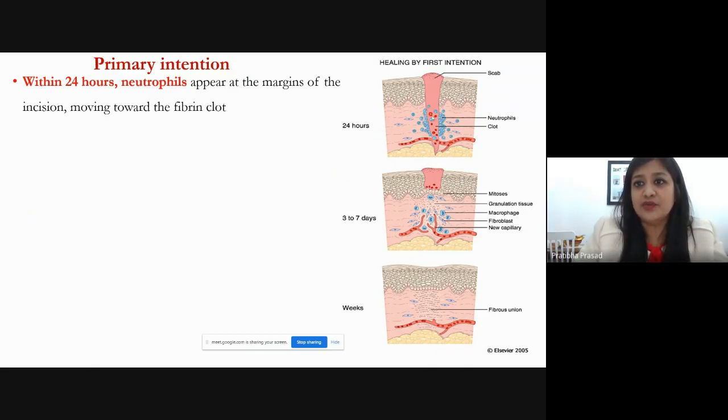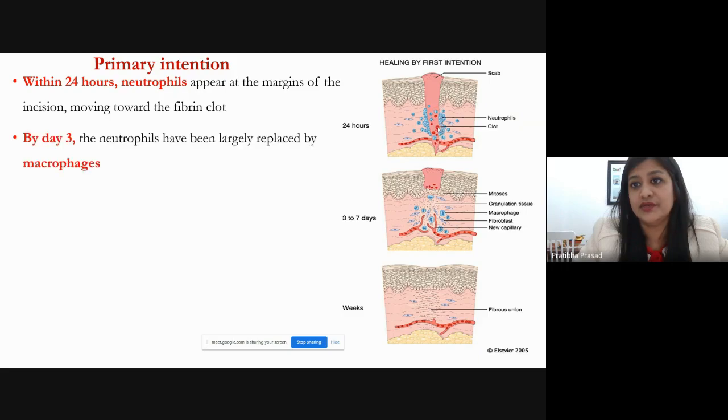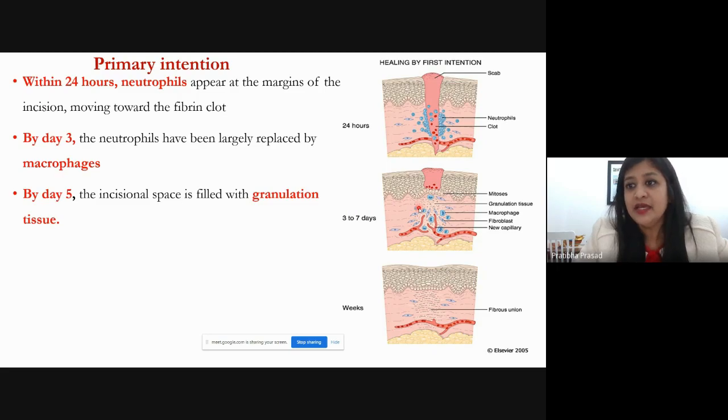Within 24 hours, neutrophils first appear in any kind of acute inflammation, okay? So they appear all along the clot. This is the clot. How can you make out? There are a lot of red blood cells here. And these blue cells, yeah, these are the neutrophils. And by day 3, what happens is that all these neutrophils are replaced by the macrophages, okay? And by day 5, there is a granulation tissue which is replacing this area.